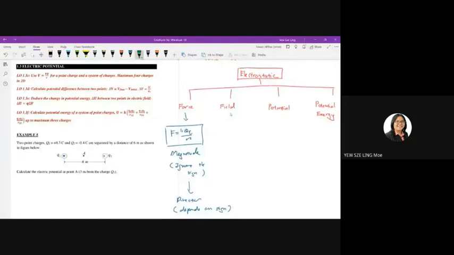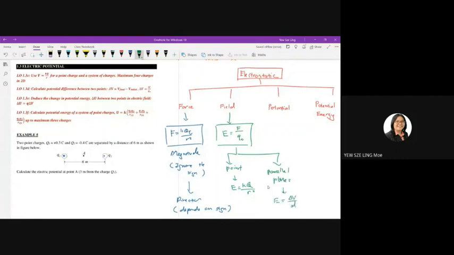And when it comes to field, there are two types of fields that you have to know. The first one is the field for a point charge, and the second one is the field for a parallel plate. Of course, the definition of the field is E equals F over q naught, which can be used for both point charge and parallel plate. For a point charge, you use the equation E equals kQ over r squared. For a parallel plate, you use the equation E equals delta V over d.